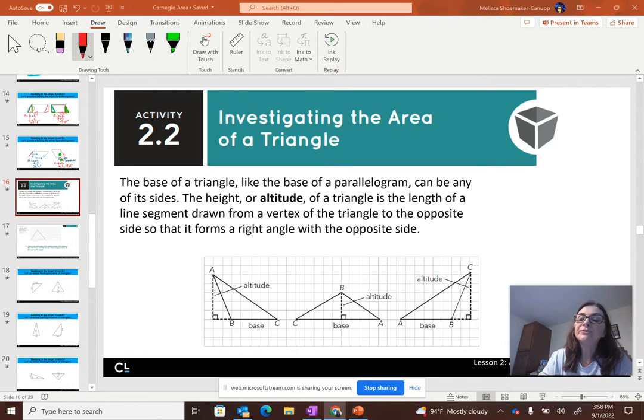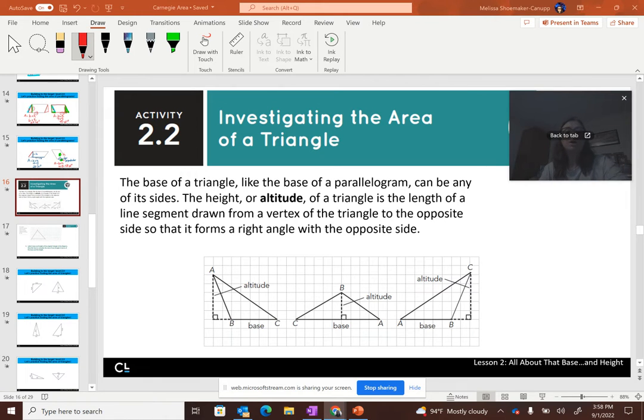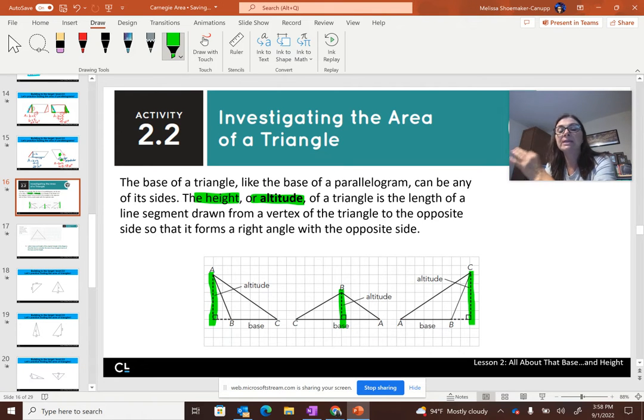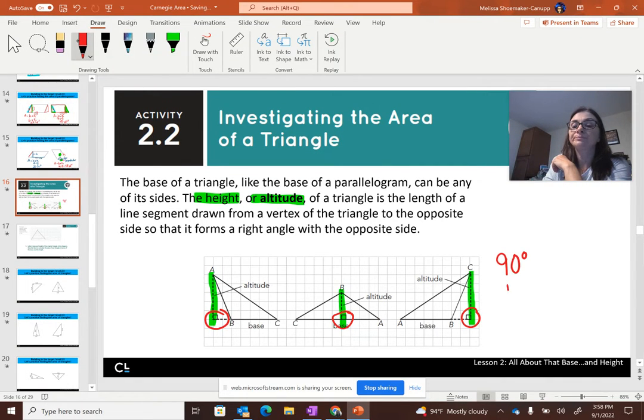Okay, now also to kind of jog your memory, we learned the word altitude when we were working with parallelograms. I also called it the height. And we really use that with triangles too, because we need to know how tall the triangle is. And as you can see from these 3 examples, the altitude can be in many different places. What you are looking for is this little box. Remember, that tells you that it's a 90-degree angle.